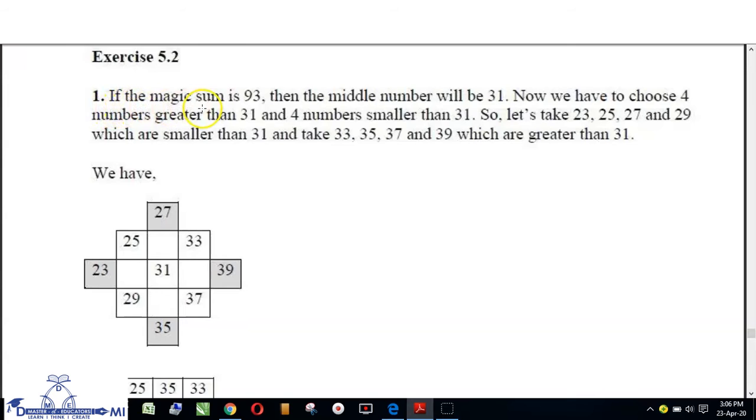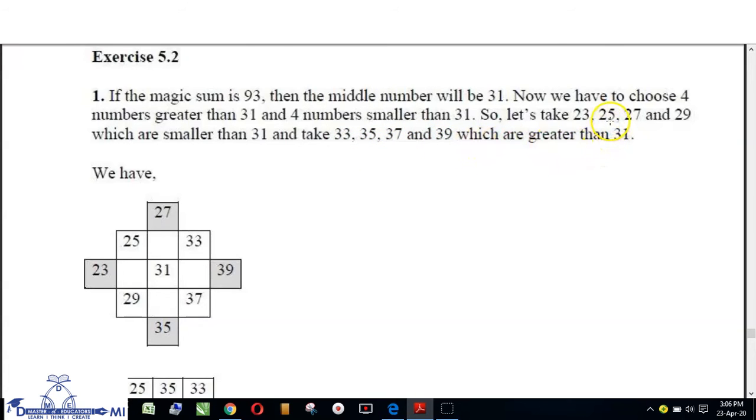If the magic sum is 93, then the middle number will be 31. That is, it will be 93 divided by 3, that is 31. We have to divide the magic sum by 3. Now we have to choose 4 numbers greater than 31 and 4 numbers smaller than 31. So let us take 23, 25, 27 and 29, which are smaller than 31, and take 33, 35, 37 and 39, which are greater than 31.